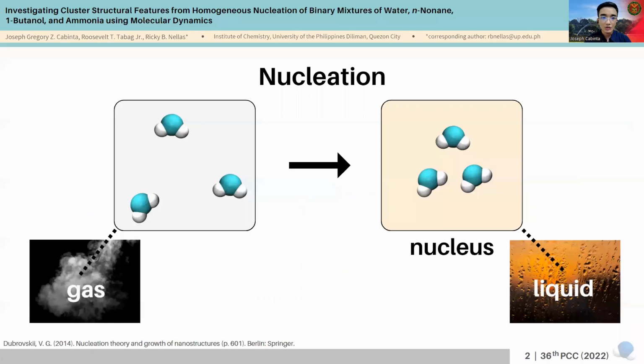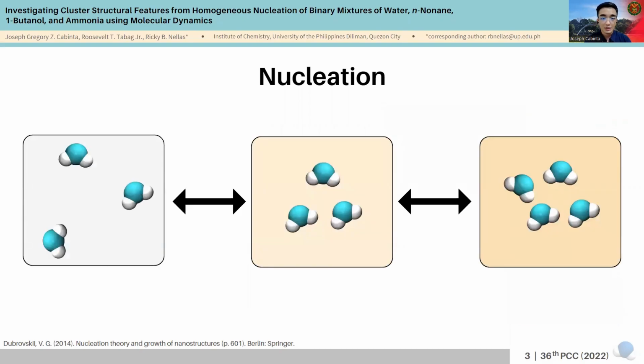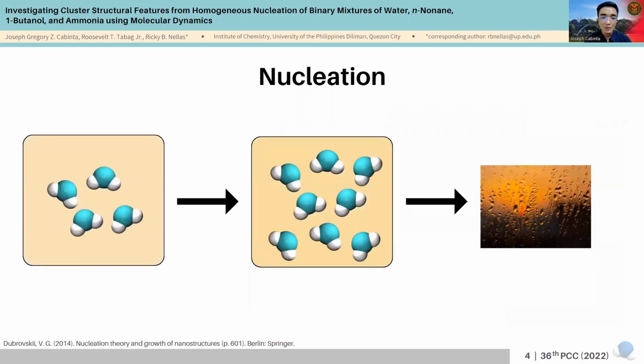The first step of condensation, or any other phase transition, is a process called nucleation. In condensation, nucleation occurs as gas molecules cluster together to form a nucleus. A nucleus can experience either growth by clustering with more molecules or decay by losing molecules. At a certain size, the nucleus will only continue to grow until it becomes a droplet visible to our eyes.